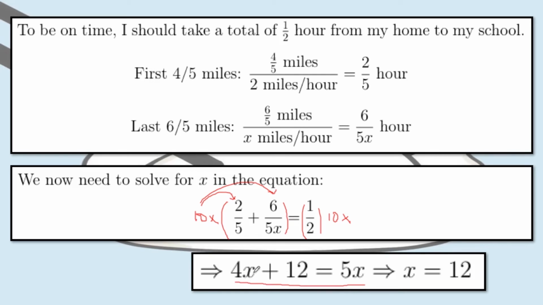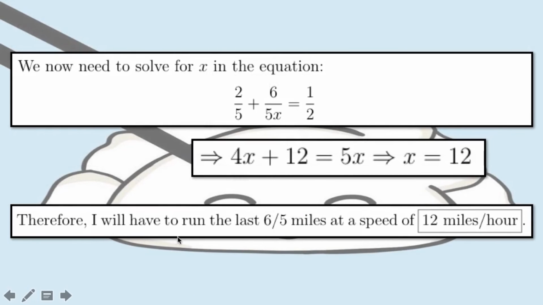All we have to do is subtract 4x from both sides, and we get that x equals 12. Note that the value of x is what we need, so we can finally conclude that I will have to run the last 6/5 miles at a speed of 12 miles per hour. And 12 miles per hour will be our final answer.